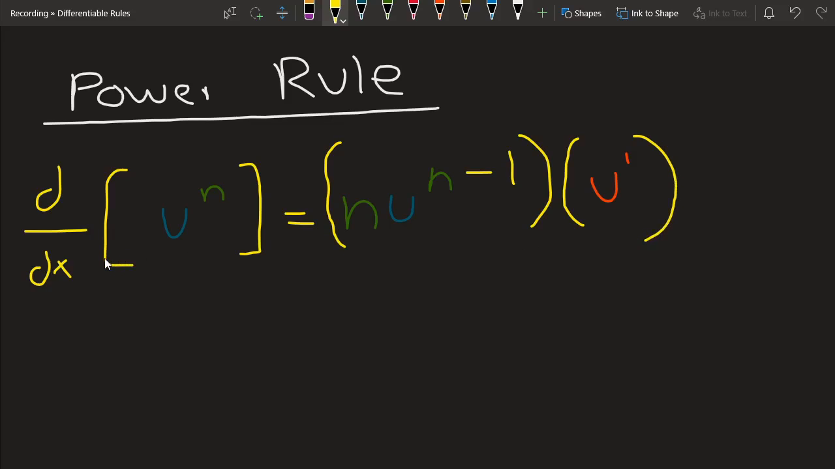So take a minute or two to write this down in your notes and copy it, memorize it. It's going to be on the AP test. Make sure you know it.